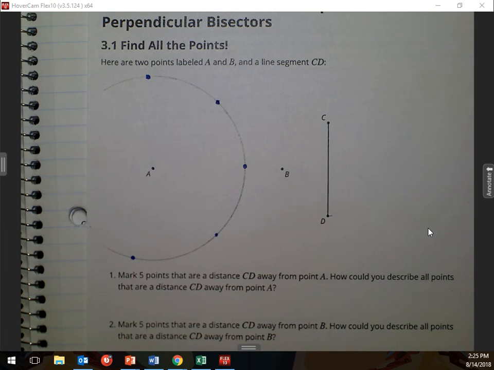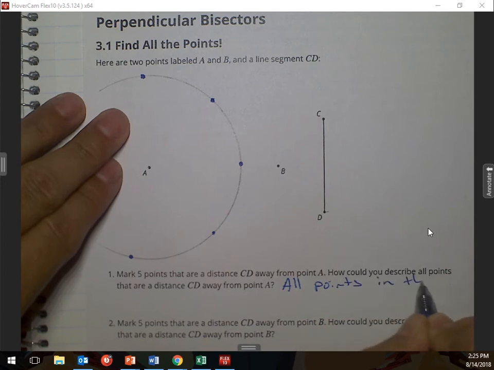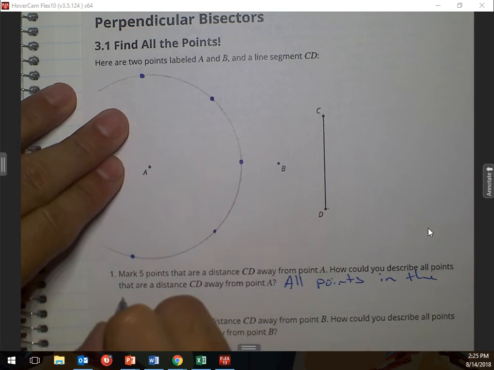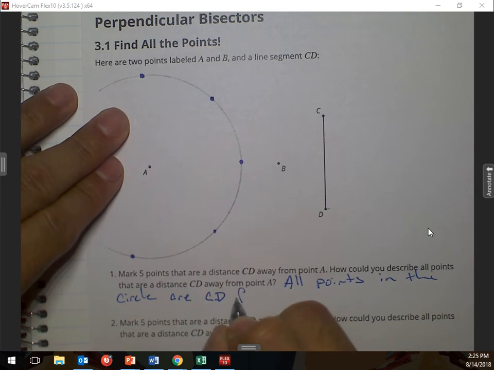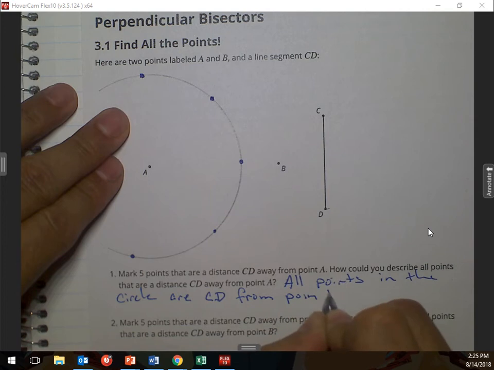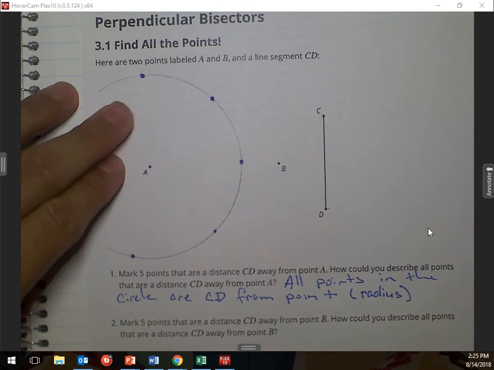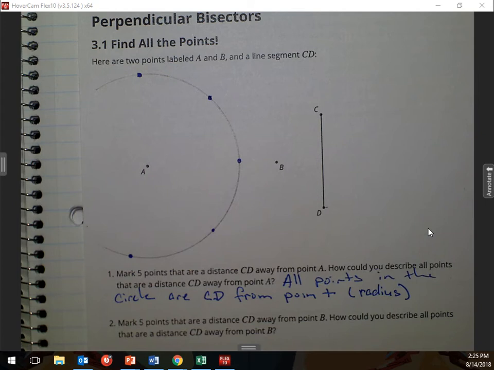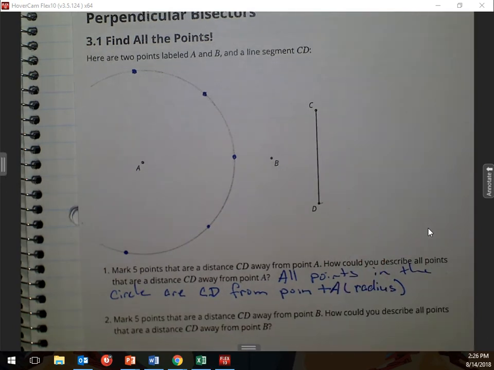So all points in the circle are CD from point A, and I put the radius, point A, because it is the radius of the circle. Yes? Okay.